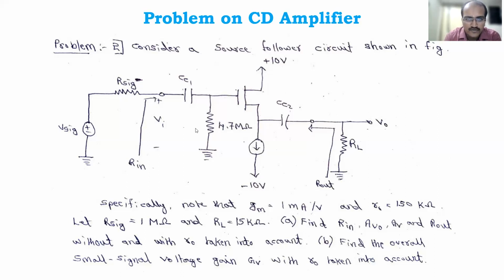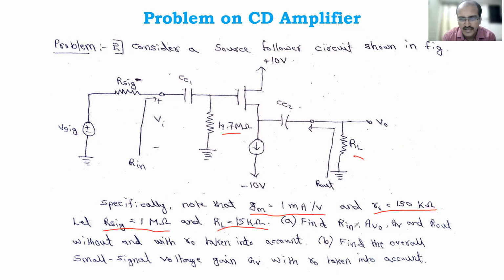Okay, so this is the circuit, and the values are almost the same as the common source amplifier we saw there: 10 volt VDD, VSS is minus 10 volt, RG is 4.7 mega ohm. RL and everything will be given in the data. I told you capacitors will not affect much; whether values are given or not does not matter. Specifically note that gm is given the same, 1 milliamp per volt, and r naught equal to 150 kilo ohm. But R signal is changed here. R signal is now 1 mega ohm, and RL is the same 15 kilo ohm.